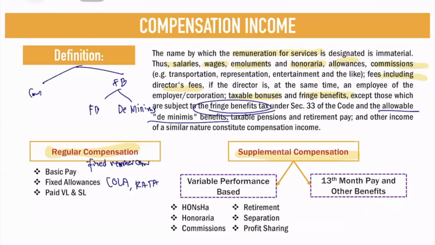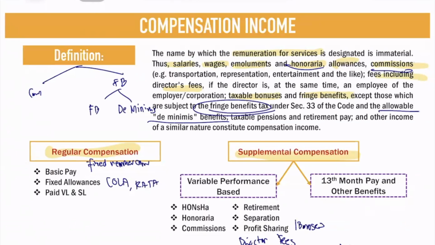So for your variable performance-based, we have your Honsha. What is Honsha again? Holiday, overtime, night shift, and hazard pay. Aside from that, we also have your honoraria and your commissions. Also, we include your retirement or separation pay. We also have your profit sharing, also known as your different bonuses. We can also include here your director fees, your value of stock options, or leaving quarters, etc. So those are considered variable performance-based.